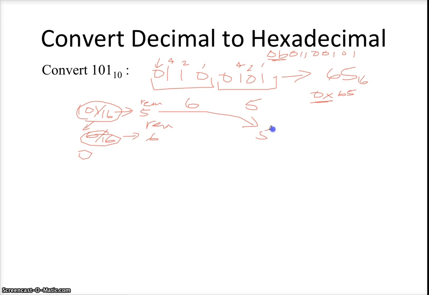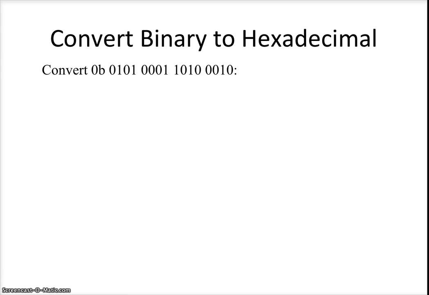This 5 will be in the first column, the 16 to the 0th column, and then this 6, the remaining number there, would be the 16 to the first column. So your result will be 0x65. All right. Binary to hexadecimal, pretty darn simple. Just group them up into 4-bit chunks.